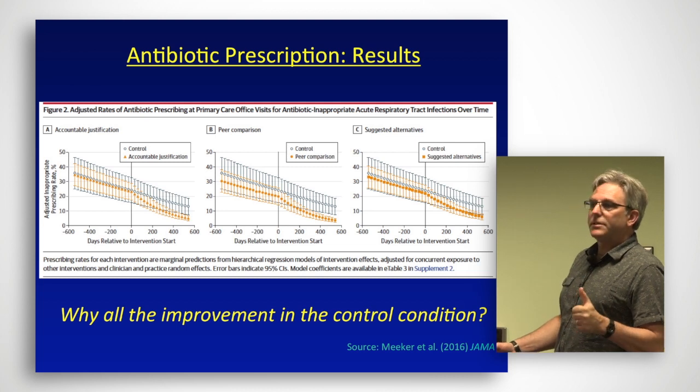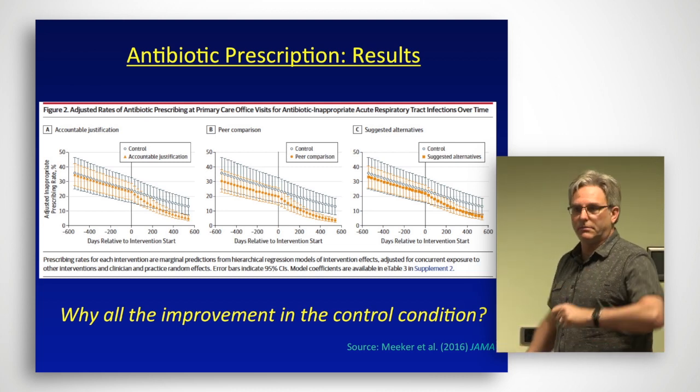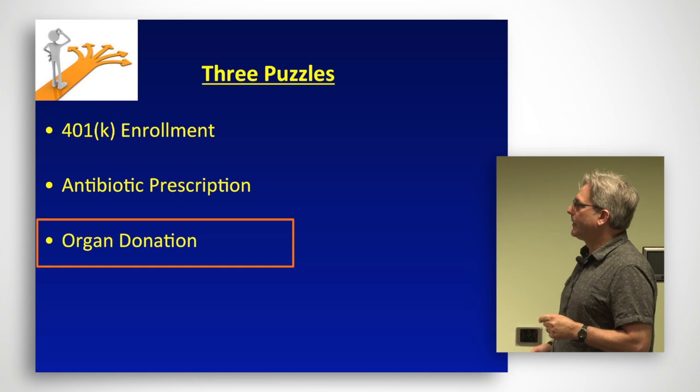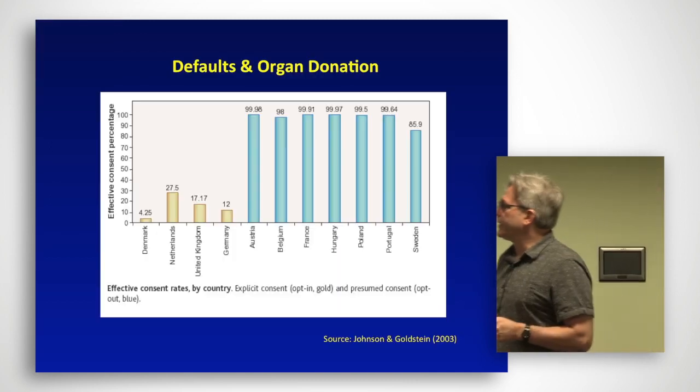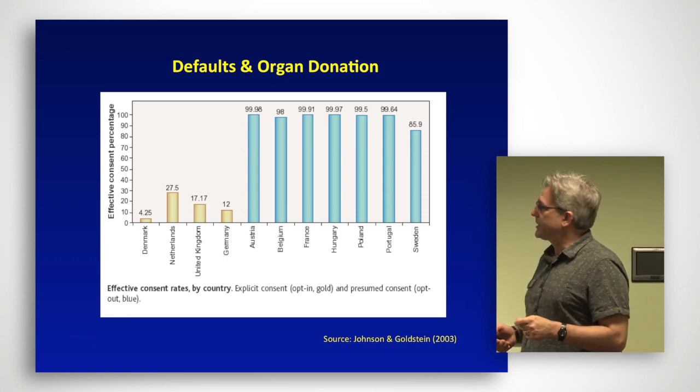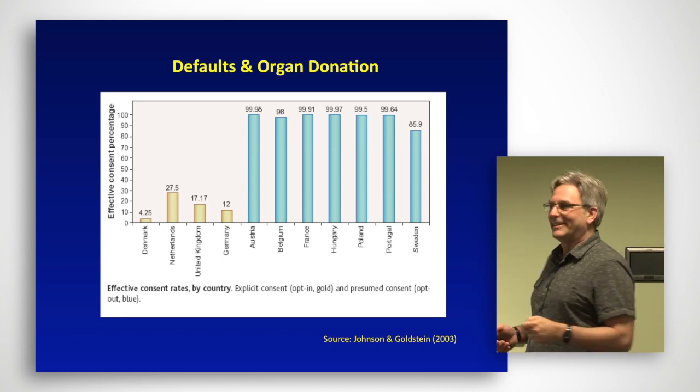But we thought there's something else that's missing here. And I'm going to get back to answering what that is in a little bit. The third puzzle in this literature has to do with organ donation. This may be the most famous choice architecture picture in this literature.